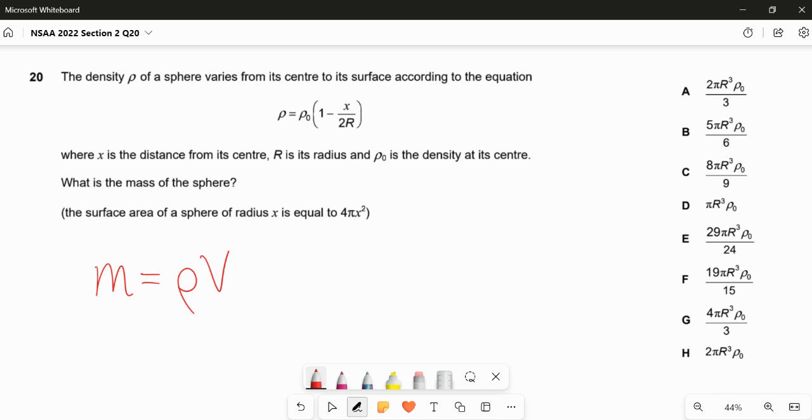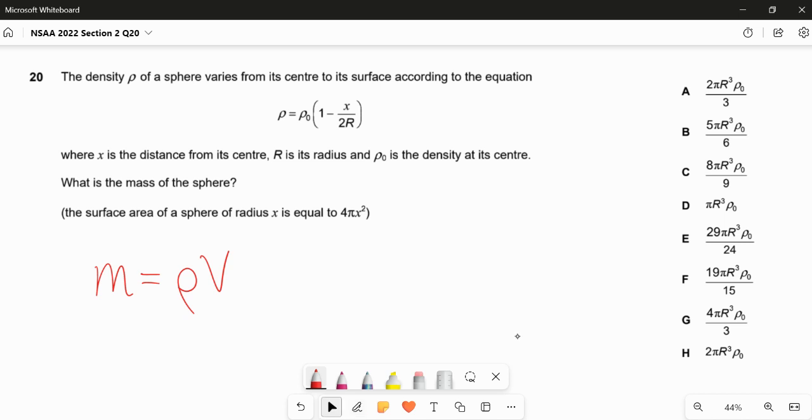Well, if you think back to some of the other questions earlier in the paper, we might need to use calculus. But how do we go about thinking why we might need to use that? Well, the density keeps changing. So what we might want to do if we were going to estimate the mass is break the sphere down into sections where the density is roughly constant, multiply those by the volume in which they're roughly constant, and then add up all the bits of mass.